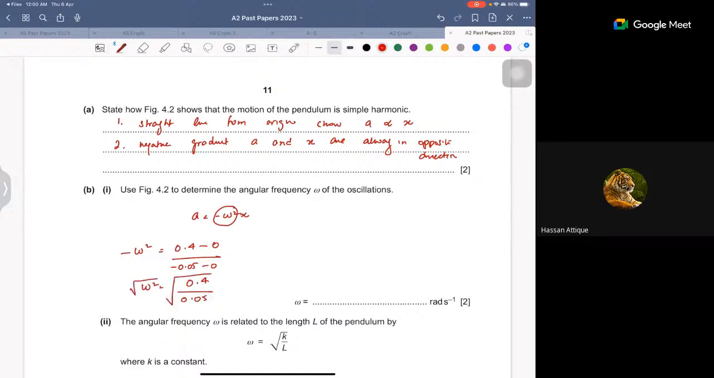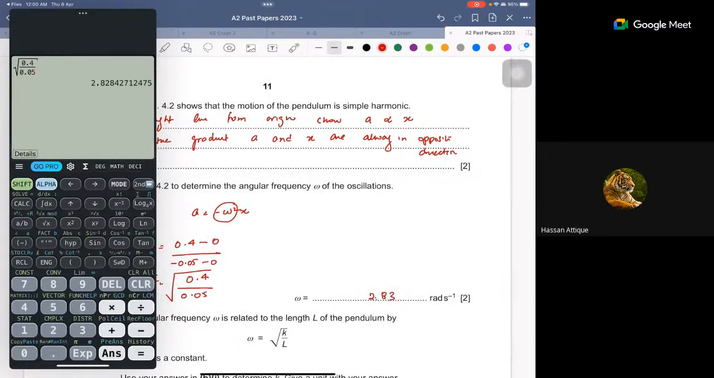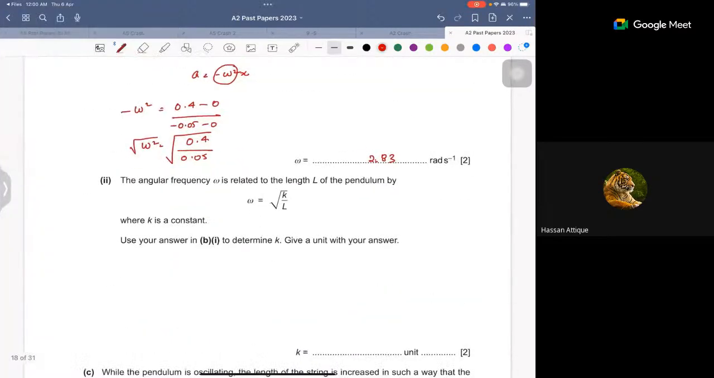Take the square root and then try to find it. Square root of 0.4 divided by 0.05, and that's going to be 2.83. Okay, that should be your answer. All right, then we're going to go to the next. It says the angular frequency is related to length and so on, and give your answer, determine k. Fine, so we're going to square it. So it's going to be omega squared equals k over L.